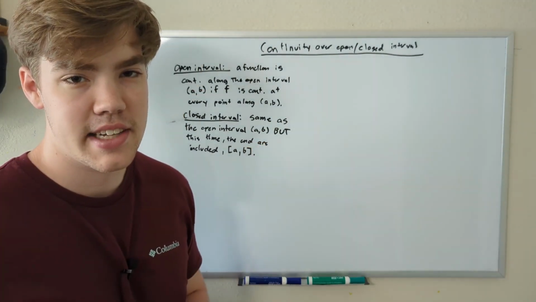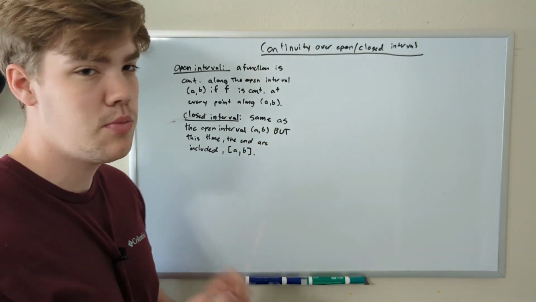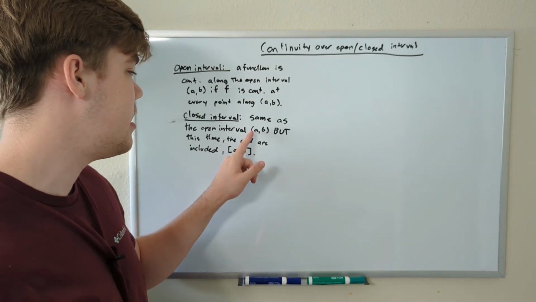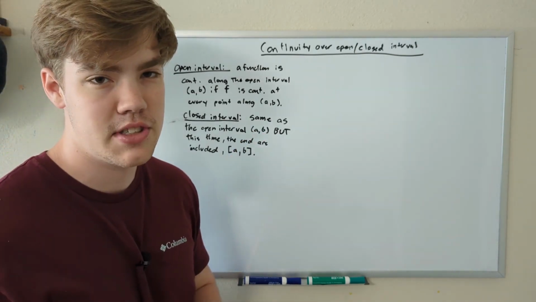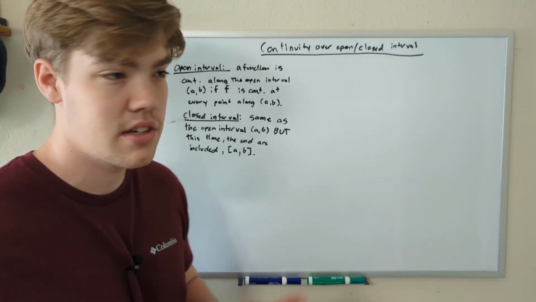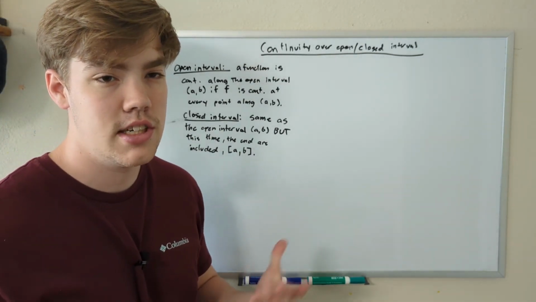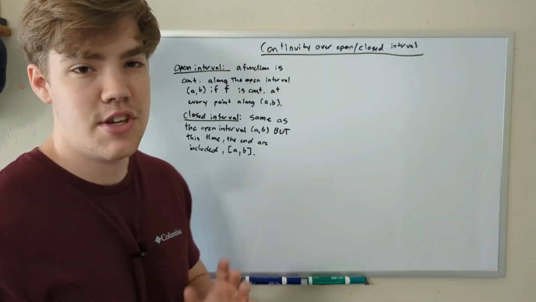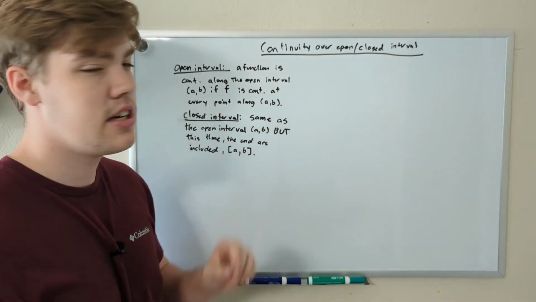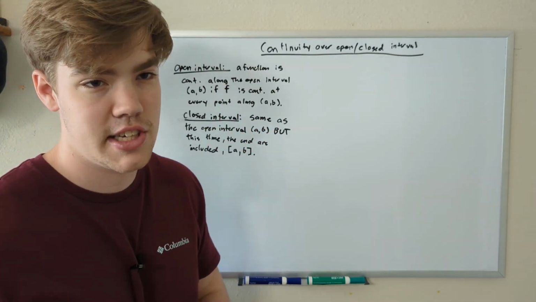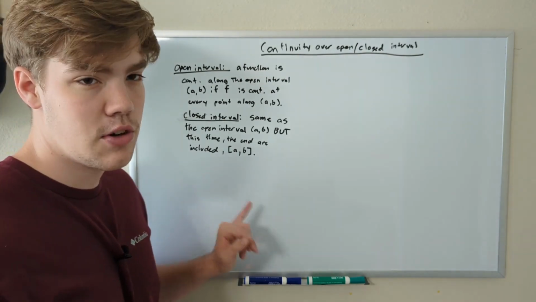So why do I use brackets on the closed interval but parentheses on the open interval? Well, the open interval is with parentheses because the endpoints are not included in the domain of this function. With the closed interval, the endpoints are included in the domain of the function. So that's why we denote that with brackets instead of parentheses. But you may notice that I wrote the definition for an open interval in terms of how it's continuous across the open interval. So how does a closed interval become continuous?